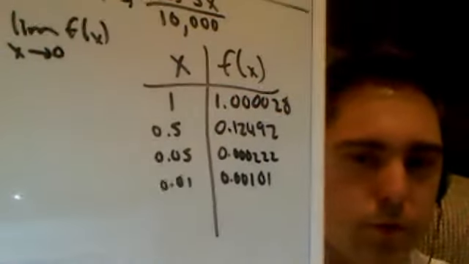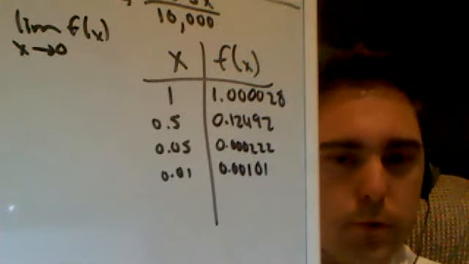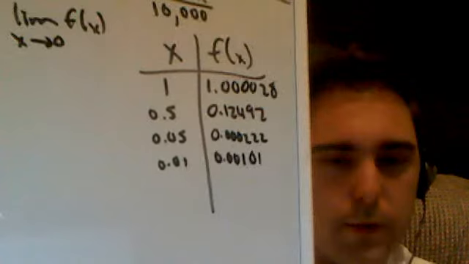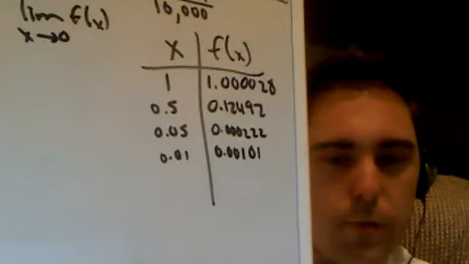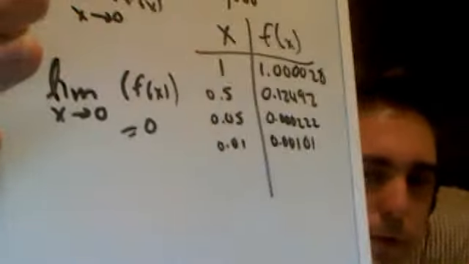Right. So at 1, f of x is equal to just over 1. At x equals 0.5, f of x is 0.12492, and so on down to x equals 0.01, and we get 0.00101. So here we can say that it appears as though the limit as x approaches 0 of f of x equals 0. It looks like the values of f of x here are going to 0.